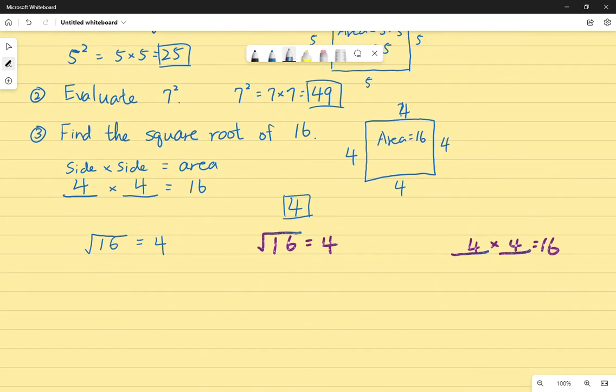Let's do one last question here. Question 4. Evaluate the square root of 121, like that. And you say, okay, well, I know what this symbol means. That symbol means square root. I have a square with area 121. I'm not going to draw it for this one because I want to evaluate this. I want to just use numbers.